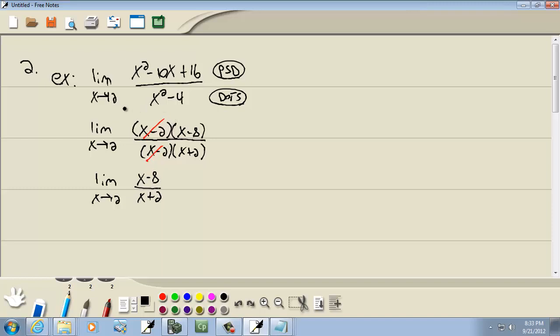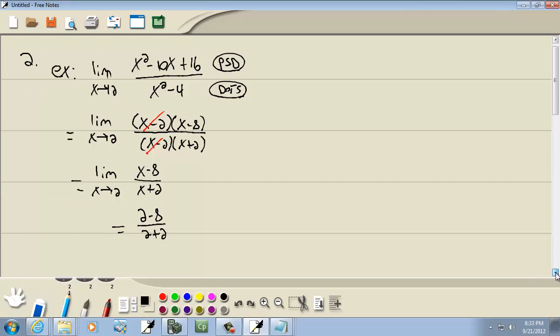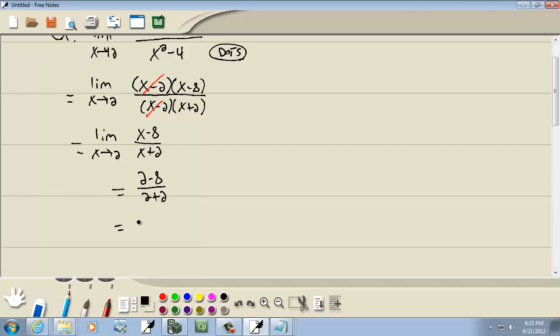Now initially, if we plug 2 into our problem, you can't, because you get 2 squared, which is 4, 4 minus 4 downstairs, which gives you 0. But now we can do direct substitution. So we're going to go ahead and plug the 2 in. So we've got 2 minus 8 over 2 plus 2. 2 minus 8 gives us negative 6. 2 plus 2 is 4, which then gives us negative 3/2. And that's our answer.